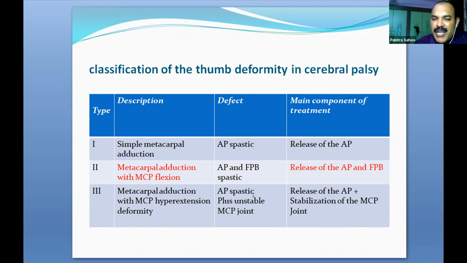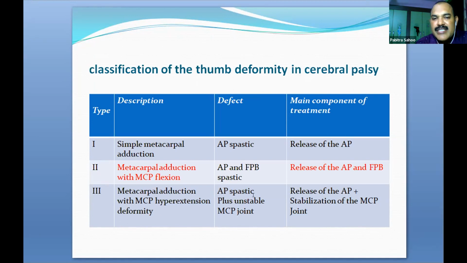The second part. This is the major types of presentation in case of spastic hand. The thumb in palm deformity is because of metacarpal adduction and with MCP flexion. That is because of adductor pollicis along with flexor pollicis brevis spasticity. And you need to release those 2 tendons to correct the deformity.